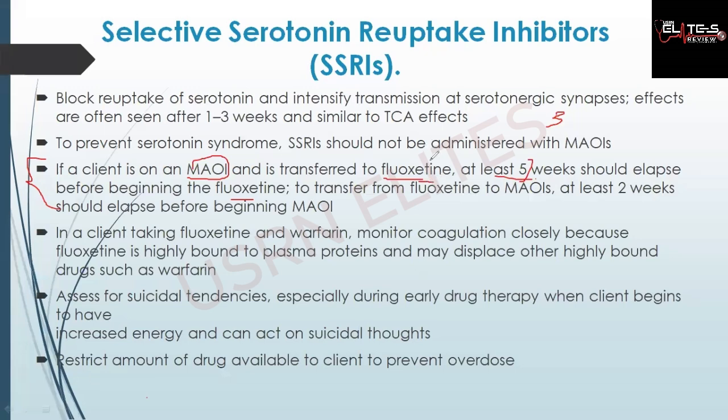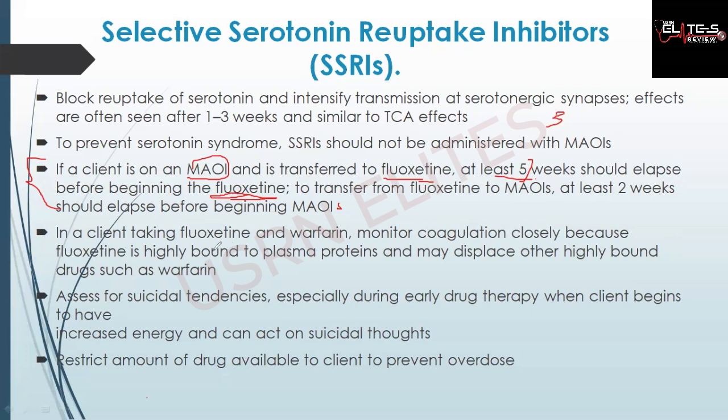And if the person was already taking fluoxetine and the fluoxetine has not been helping, we want to transfer this patient from fluoxetine to maybe a tricyclic. Then we have to allow for 2 weeks before. So I think this one too, we can keep it. It's an important point.